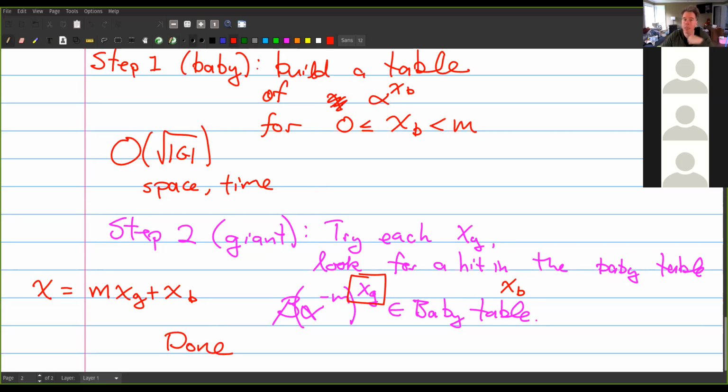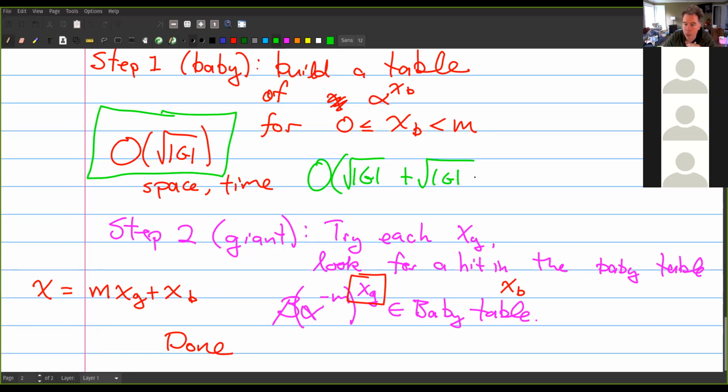And so the time and space of the overall attack: it took big O of the square root of the cardinality of G to build the baby table. And this is also how long it takes to look through the baby table. So you have big O of square root of the cardinality of G to build the table, plus the square root of the cardinality of G to look through the table. And so that factor of 2 doesn't matter in terms of big O notation. So the total time is proportional to the square root of the cardinality of G.